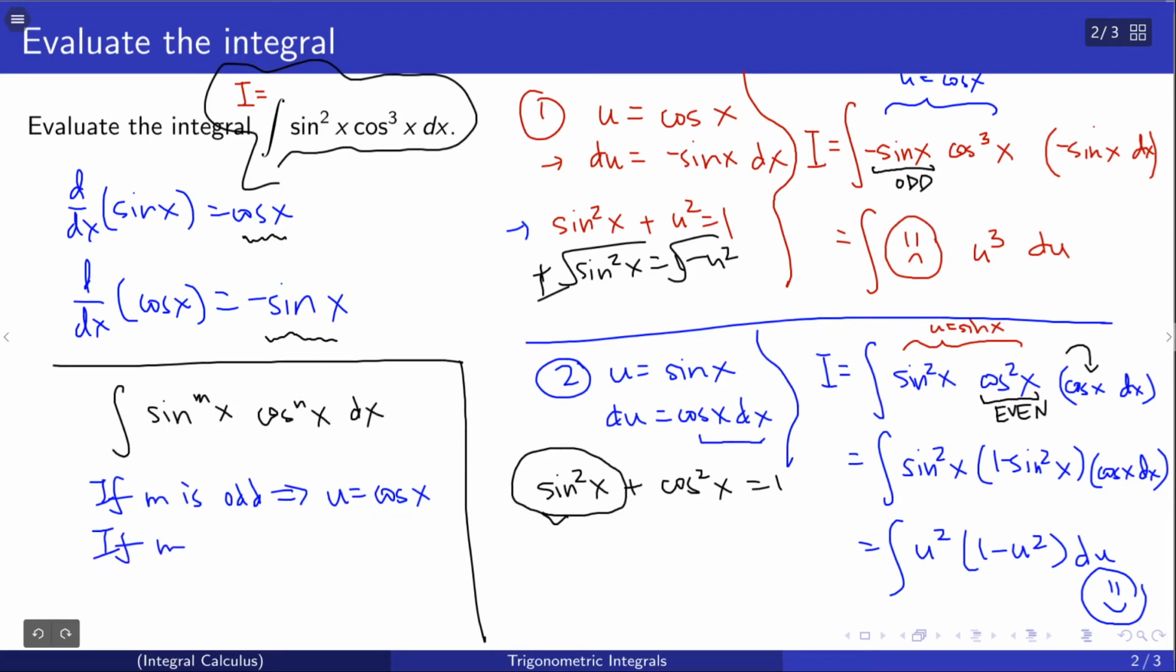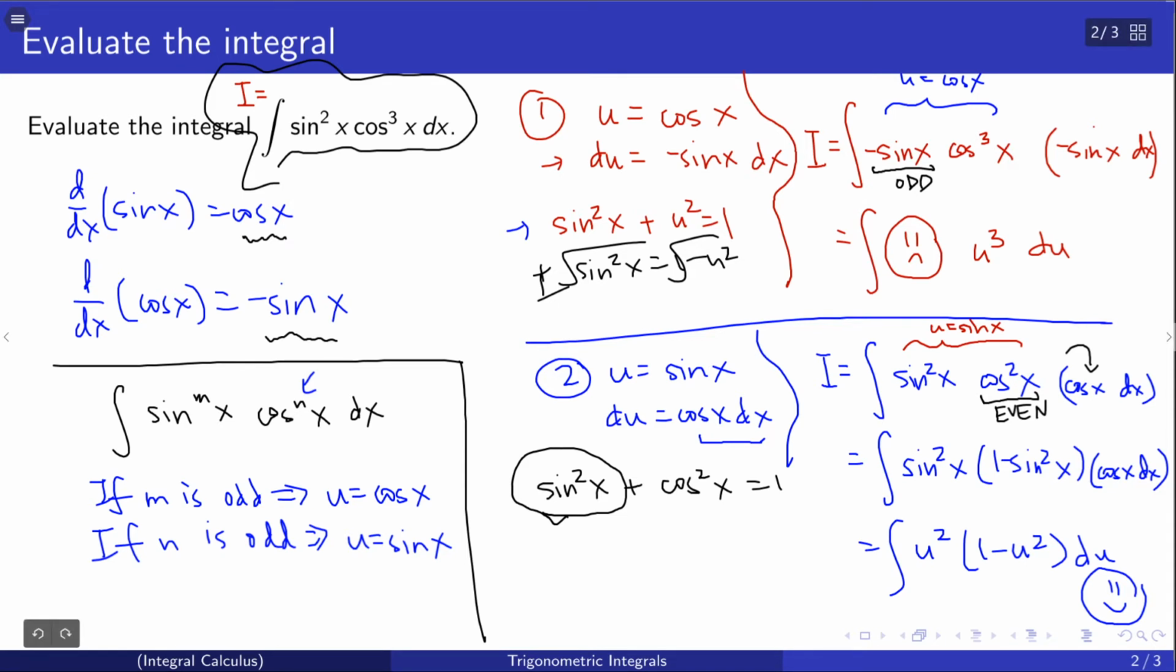Similarly, if m is even, if n is odd, that's the other term, if n, the power of cosine, is odd, then I make u equals sine x by substitution, right? Because now I'll have an extra cosine term to stick together with the dx.